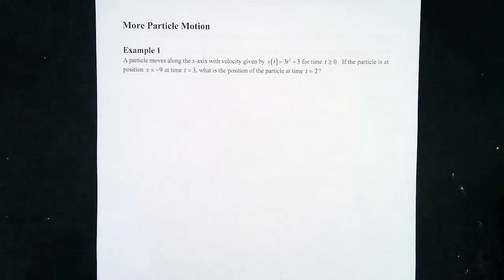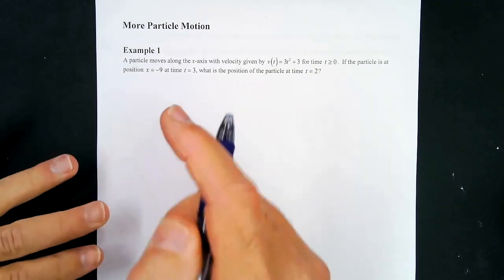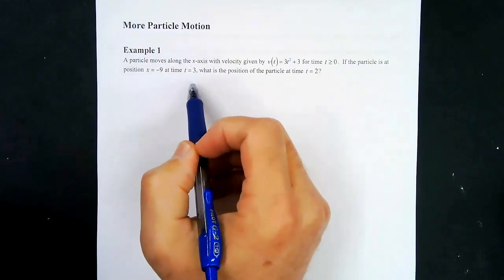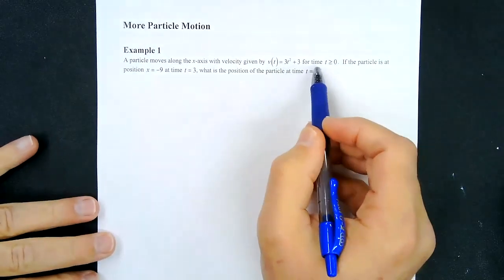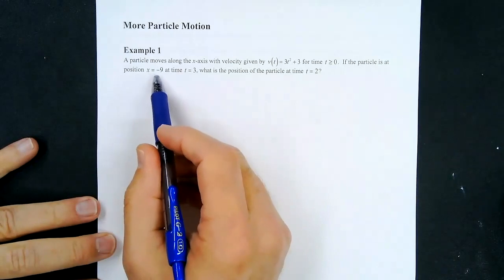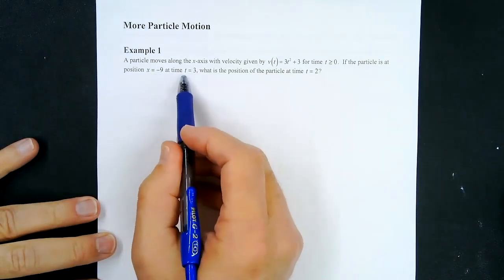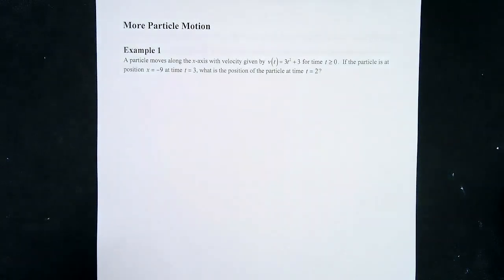So today we're going to look at particle motion some more, and let's just jump into some problems and show how you work them out, okay? So this first example, a particle moves along the x-axis with velocity given by v of t, for time t greater than or equal to 0. If the particle is at position x equals -9 at time t equals 3, what is the position of the particle at time t equals 2?